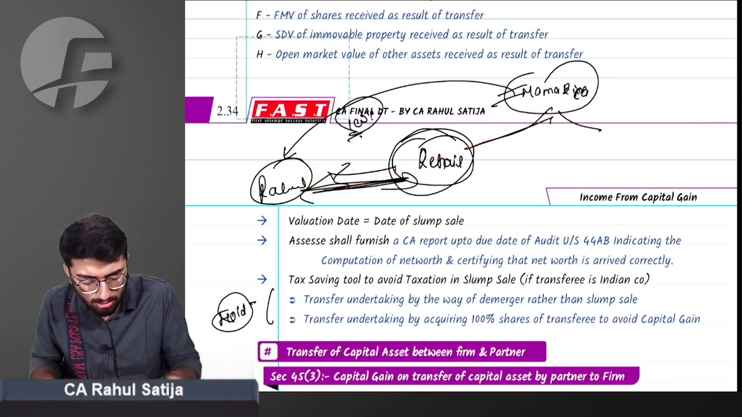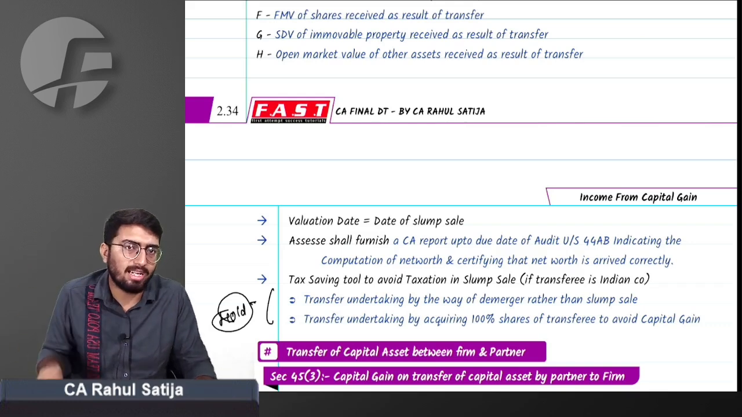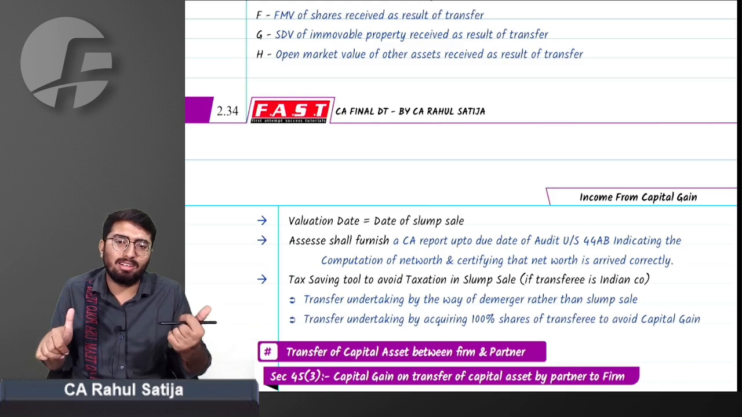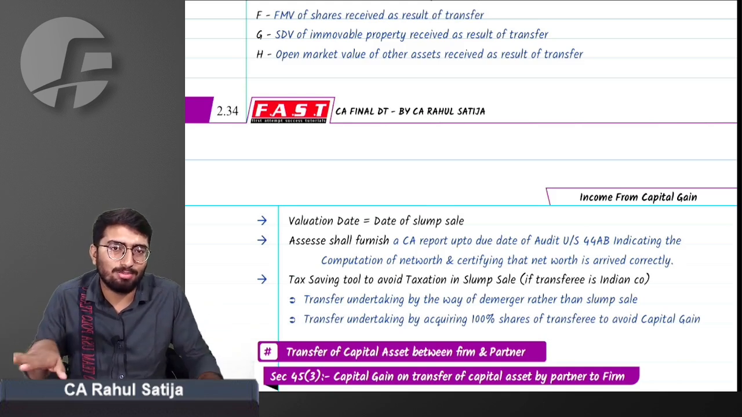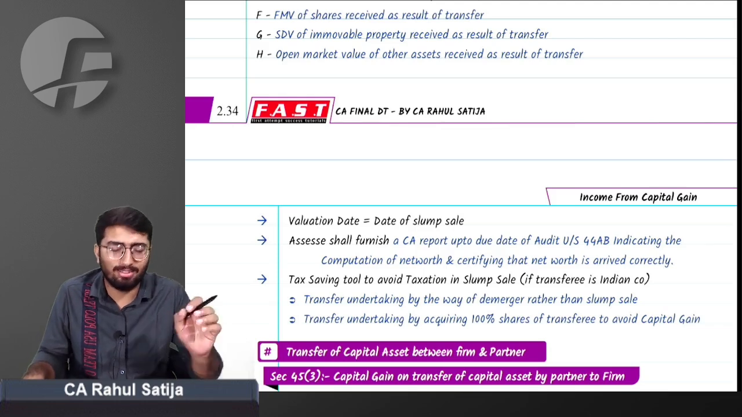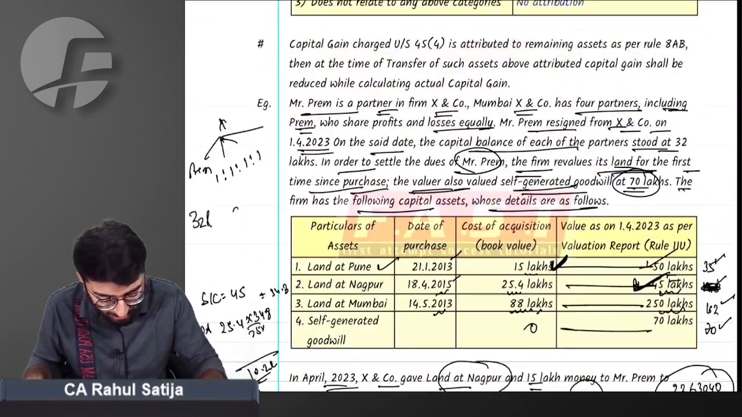So these are two tax saving tools that can help you reduce any taxes arising on account of slump sale. I held this topic for later because I had not taught the exempt transfer topic. Therefore, once it was done, I think it was the right time to teach these topics.